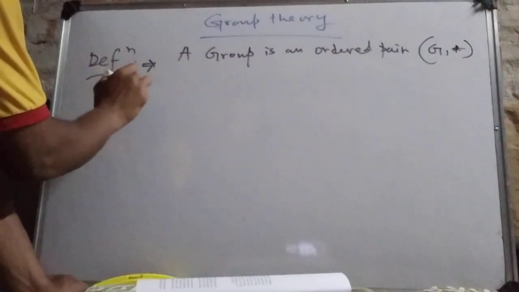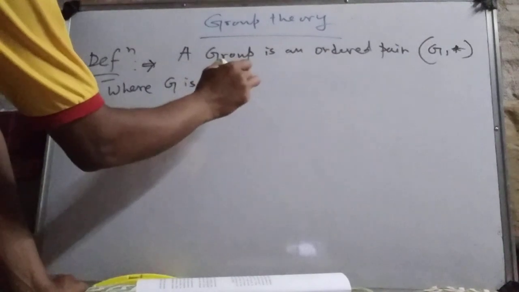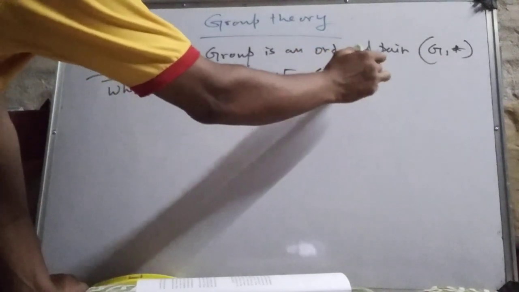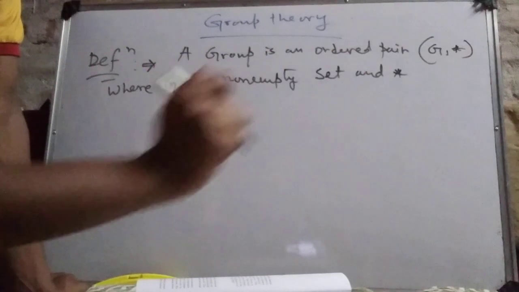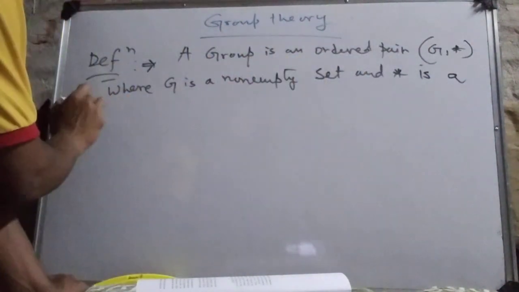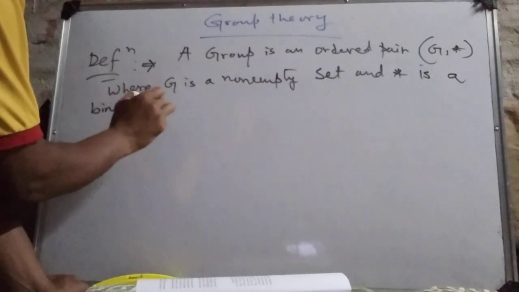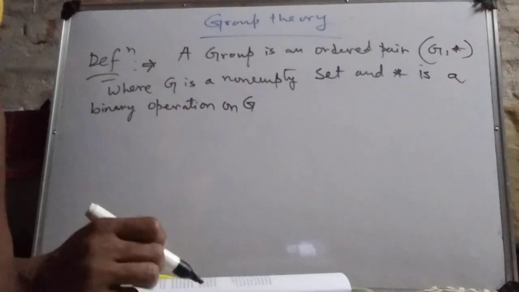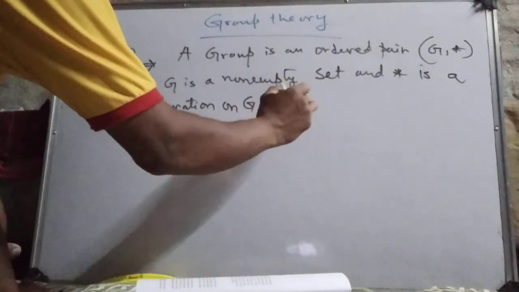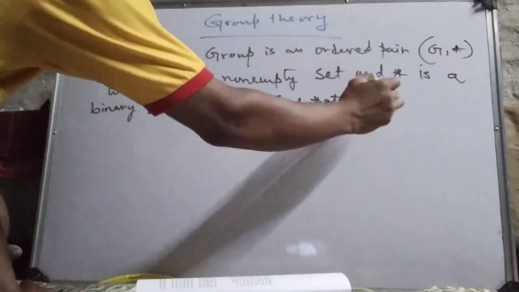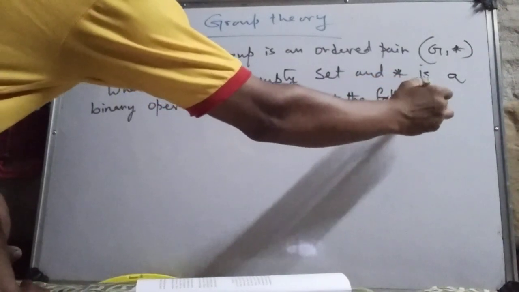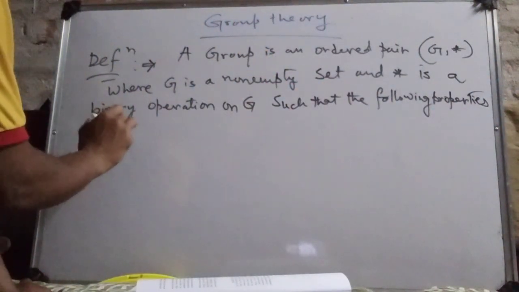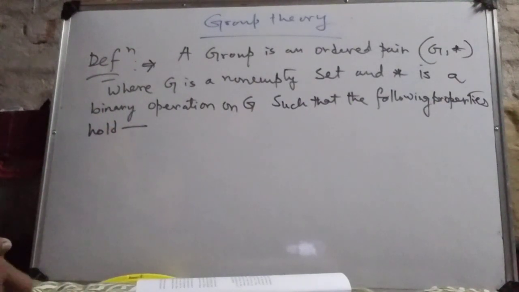where G is a non-empty set, and star is a binary operation on G, such that the following properties hold. Understood?